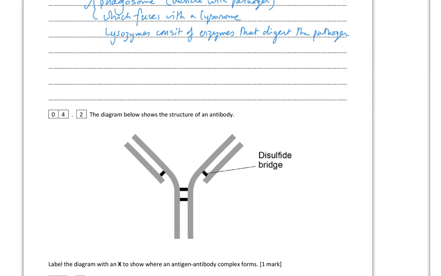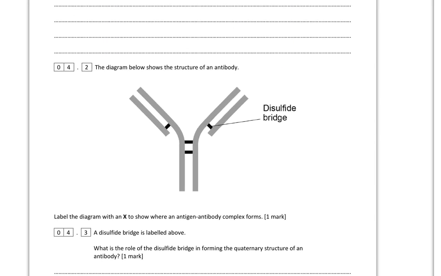4.2. Yeah, for next, where antibody-antigen complexes form. Again, it's nice and easy: on the ends here, not on the end here. This is where you'd attach things like a dye molecule or an enzyme or a drug if it was monoclonal antibody technology. And 4.3, what's the role of the disulfide bridge in forming the quaternary structure?